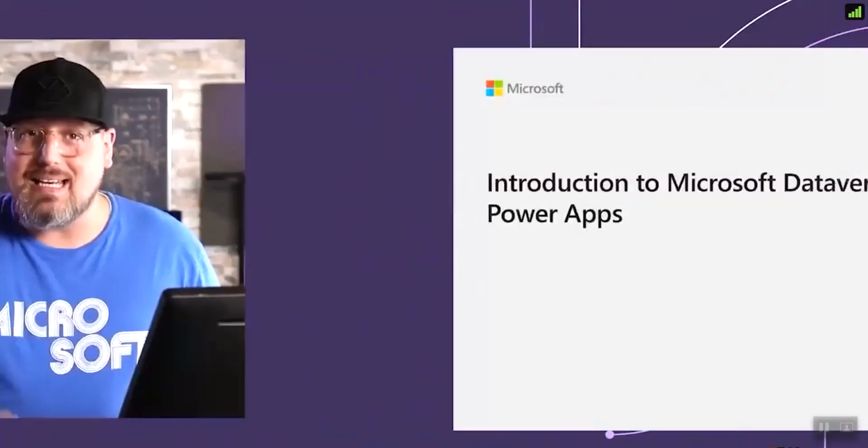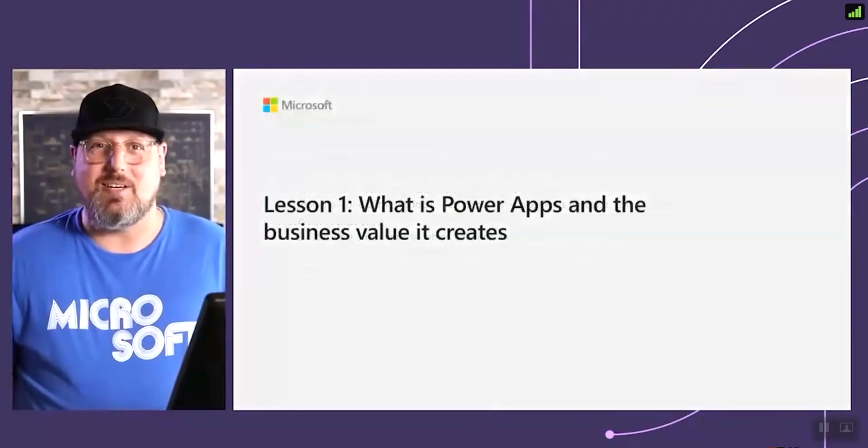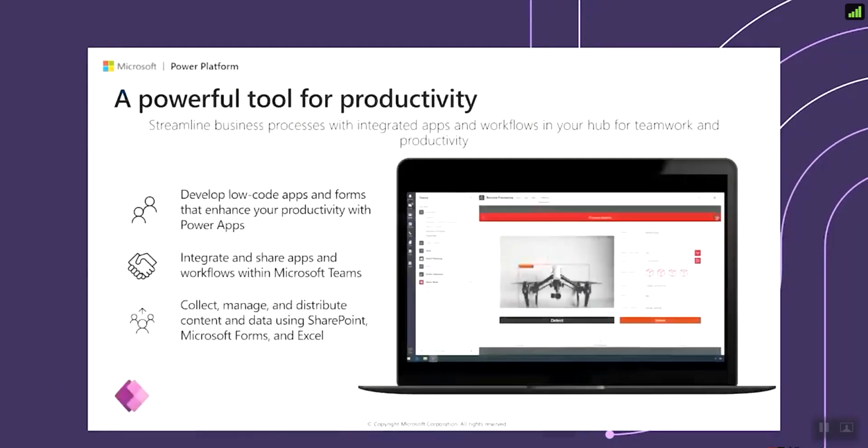So in this module, we're going to cover what is Power Apps and the business value it creates. We're going to learn how one of the world's largest airports is digitizing its processes using Power Apps. And then we're going to discover the Dataverse. We're going to explain what are environments and tables and columns and relationships, but also describe the differences between the Dataverse and the common data model. And finally, we will explain use cases and limitations of business rules and process flows. So let's get started.